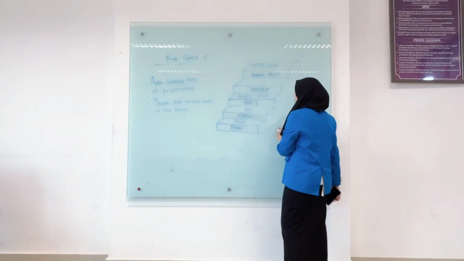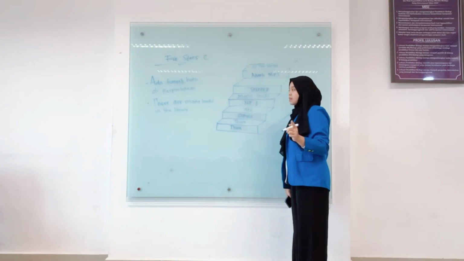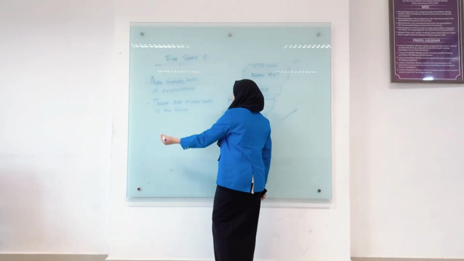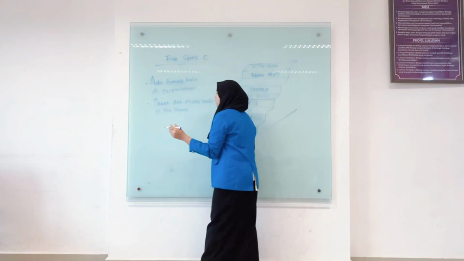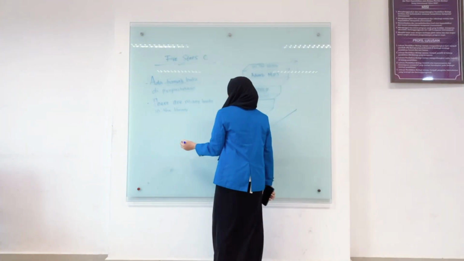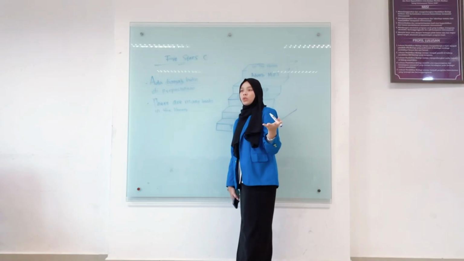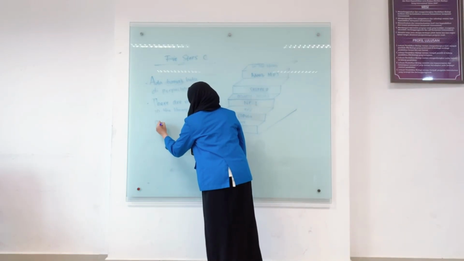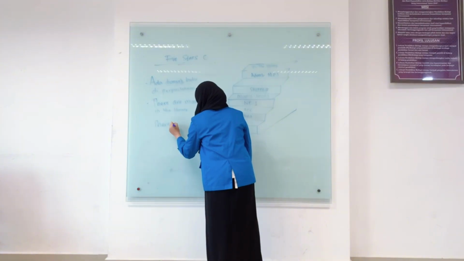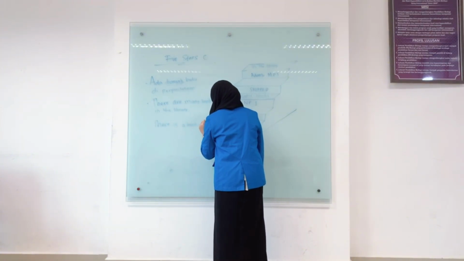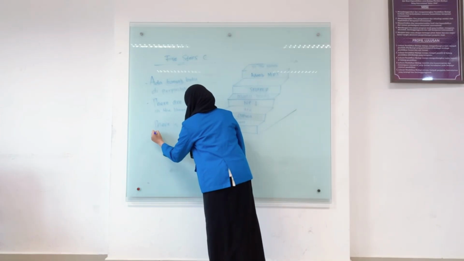So if we want to use is, we can change the sentence. And I will give you an example like ada sebuah buku di atas meja. So sebuah buku, one, a book. There is a book on the table.